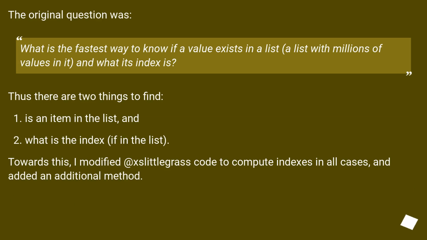The original question was, what is the fastest way to know if a value exists in a list with millions of values in it, and what its index is? Thus, there are two things to find. Is an item in the list, and what is the index, if in the list? Towards this, I modified the little grass code to compute indexes in all cases, and added an additional method.